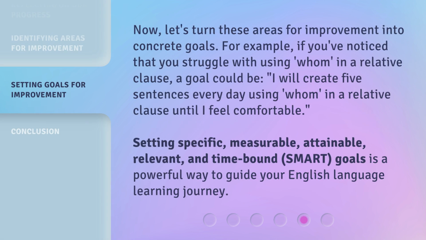Now, let's turn these areas for improvement into concrete goals. For example, if you've noticed that you struggle with using whom in a relative clause, a goal could be: I will create 5 sentences every day using whom in a relative clause until I feel comfortable. Setting specific, measurable, attainable, relevant, and time-bound, SMART goals is a powerful way to guide your English language learning journey.